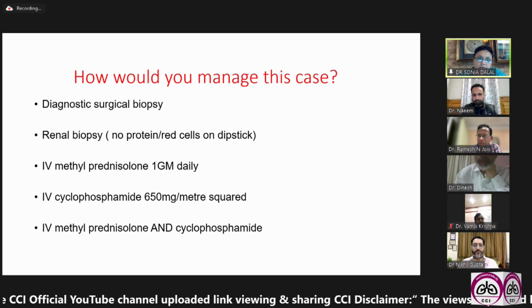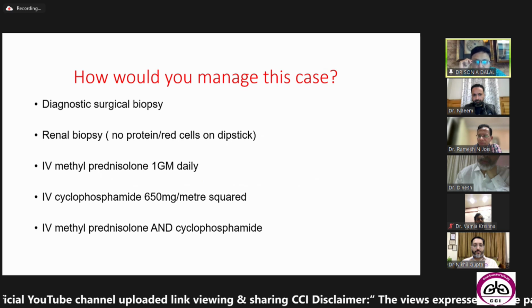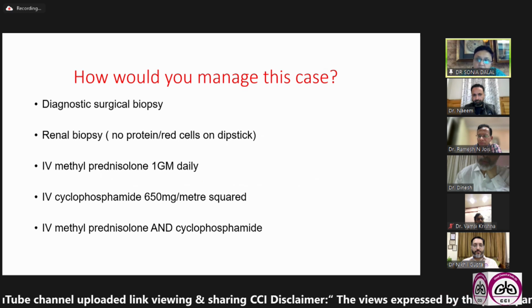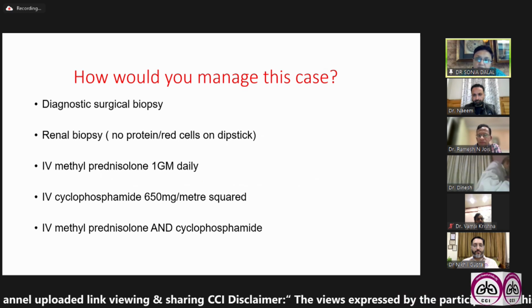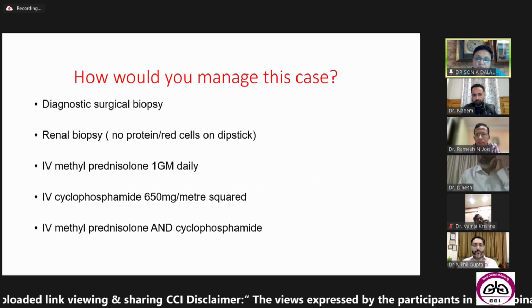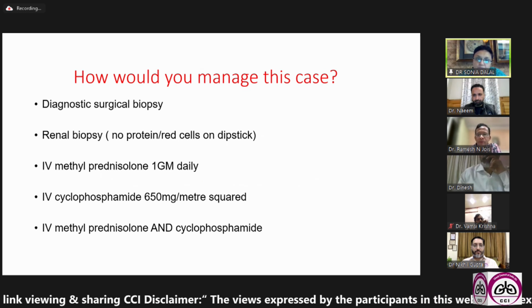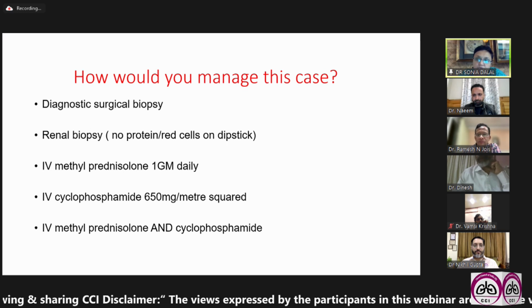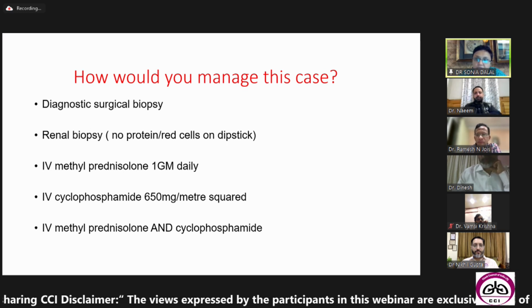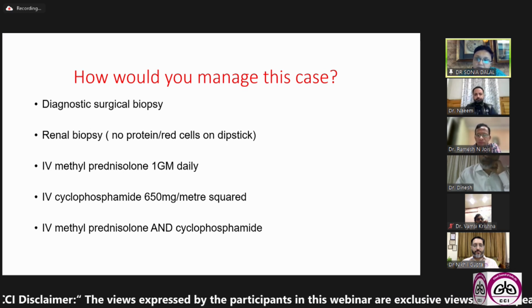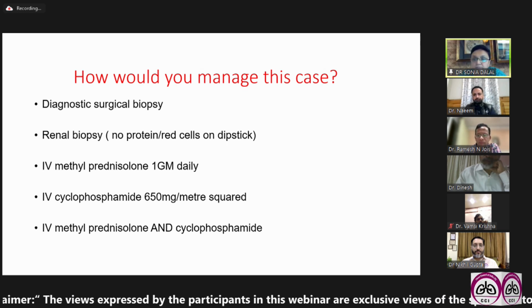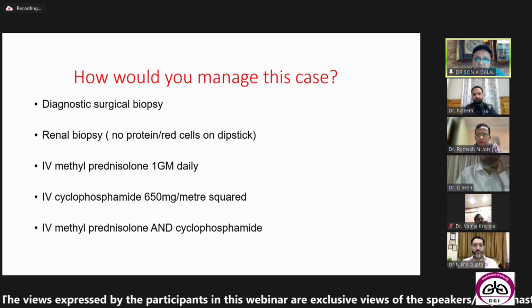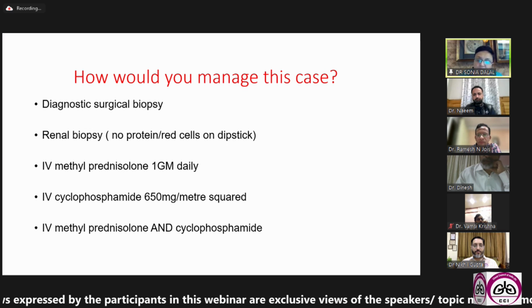All right. So I would like to ask Dr. Ramesh again, how would you manage this case? Would you rely on the biopsy, or would you straight away treat this patient with either rituximab or maybe induction for the remission, either cyclophosphamide or whatever?